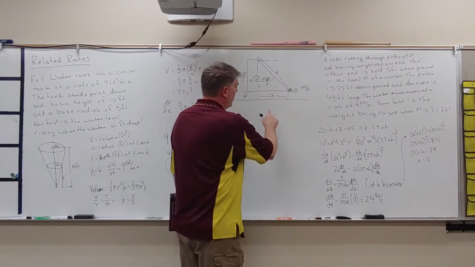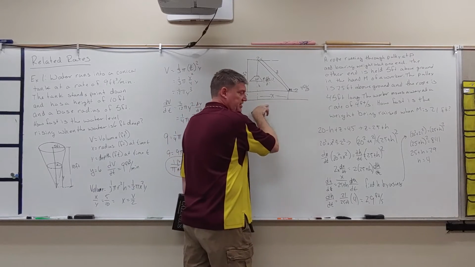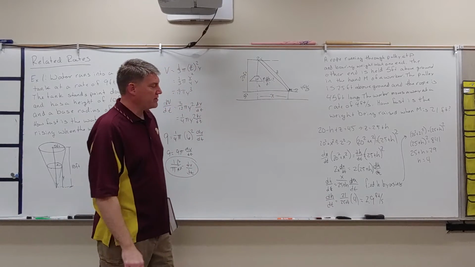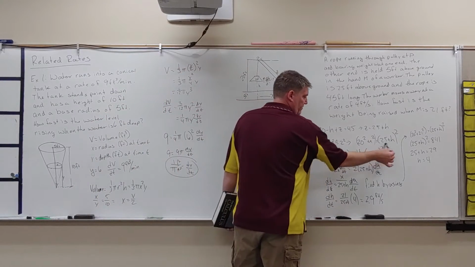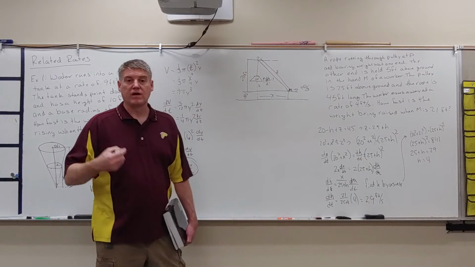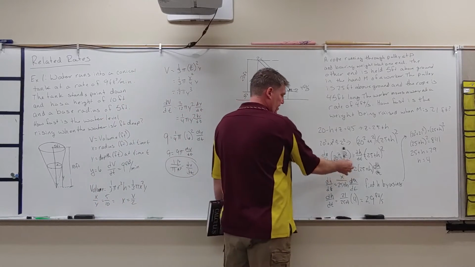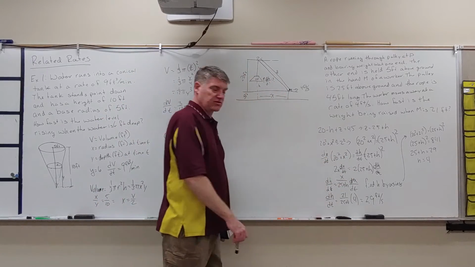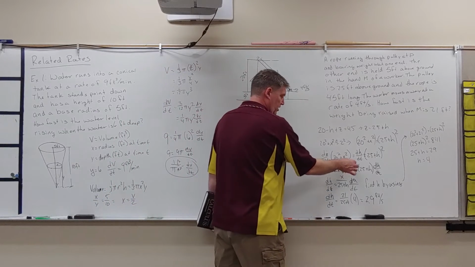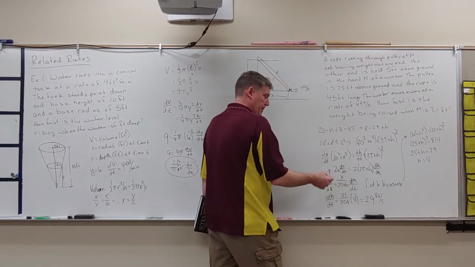We know dx/dt, right? Because that's how fast this is changing this way. That's 4 feet per second. So what we're going to do is take the derivative of both sides with regards to t. This is implicit differentiation. The nice thing is I don't even have to multiply this out, because 20 squared is a constant. The derivative of a constant is 0, so I take the derivative of x squared, which gives me 2x dx/dt.